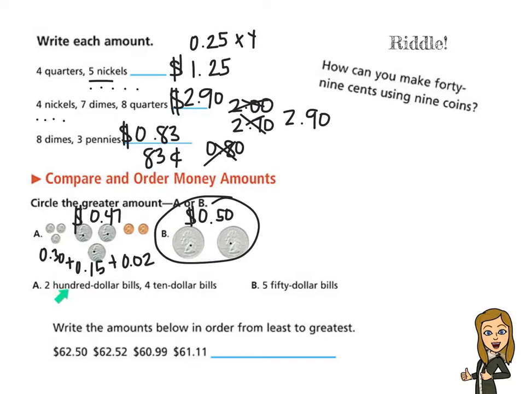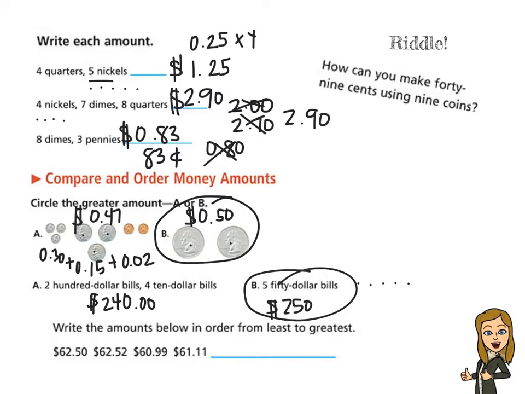Now let's say I have 2 $100 bills plus 4 $10 bills. So 200, 4 10, so 10, 20, 30, 40. So $240 here. Ooh, that'd be nice, wouldn't it? $240. And then 5 $50 bills. Okay, let's count up from 50. So 50, 100, 150, 200, 250. Okay, so that would be $250. Okay, so by $10 more, choice B is greater again.